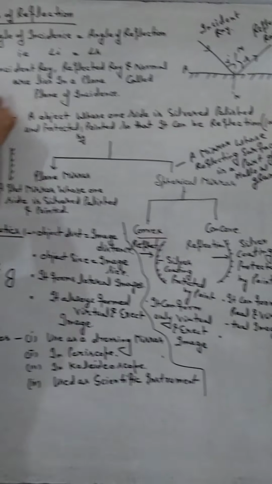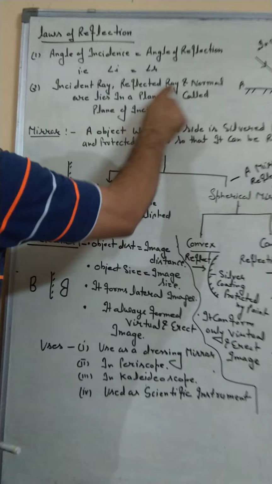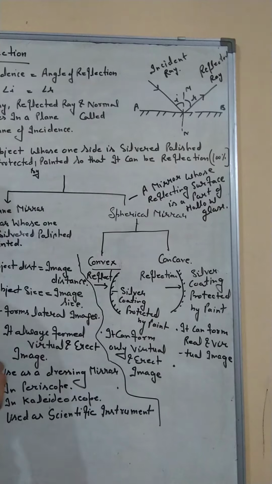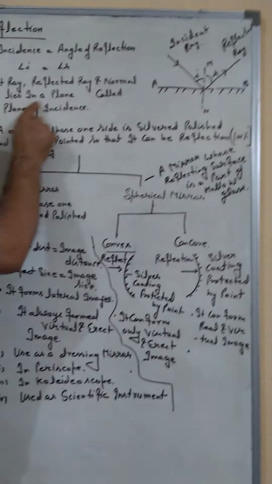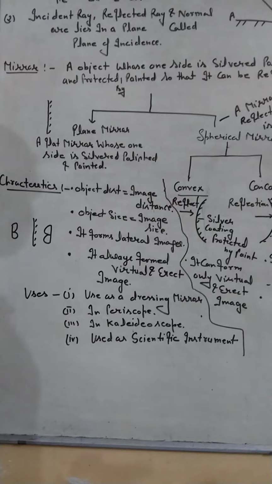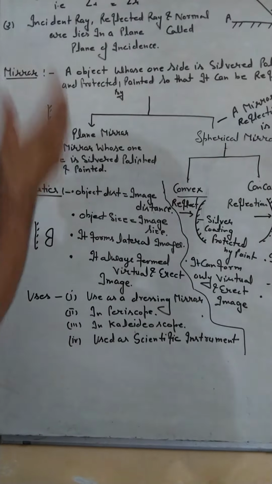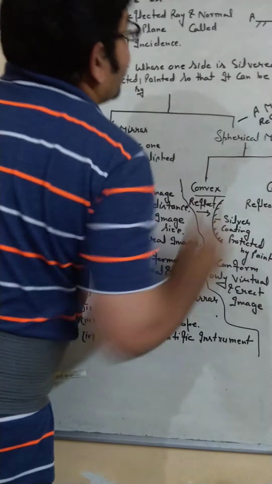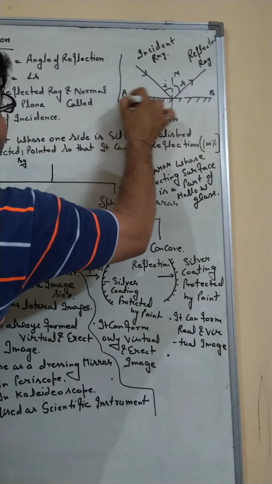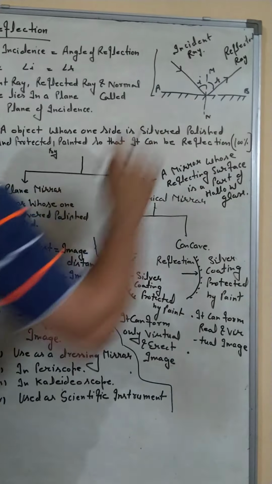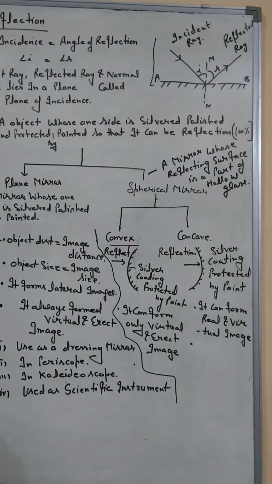Now second, the incident ray, the reflected ray, and the normal, the line that is perpendicular to each point on the mirror, lie in a plane and that plane is called the plane of incidence. So the second law says the incident ray, reflected ray and normal lie in the same plane. That plane is called the plane of incidence. This is the complete plane, and in that plane the incident ray, reflected ray and normal lie in the same plane. That is called the plane of incidence.